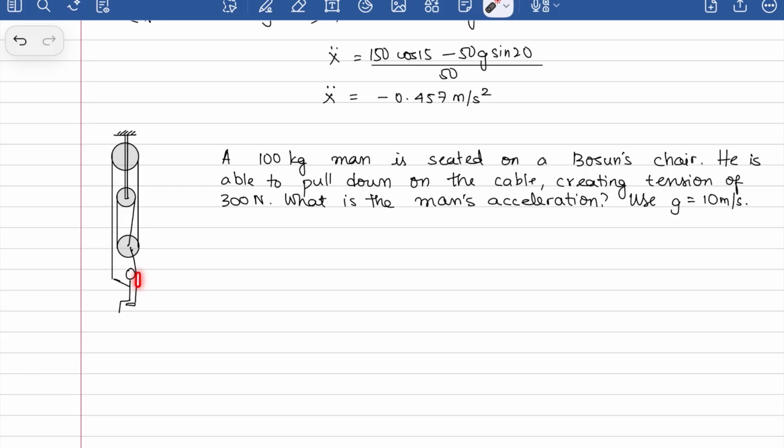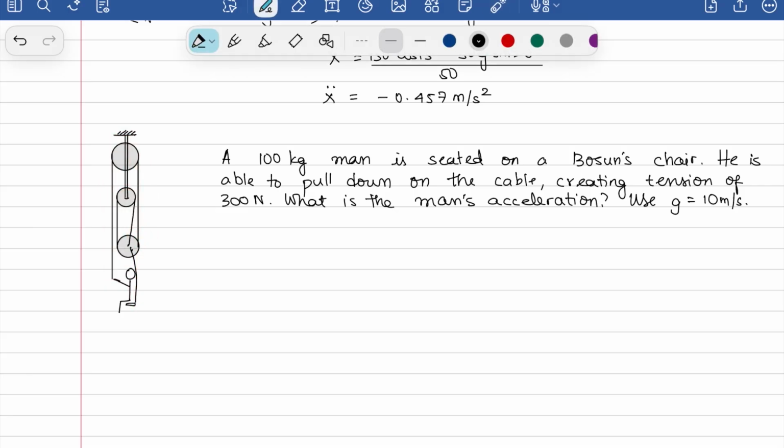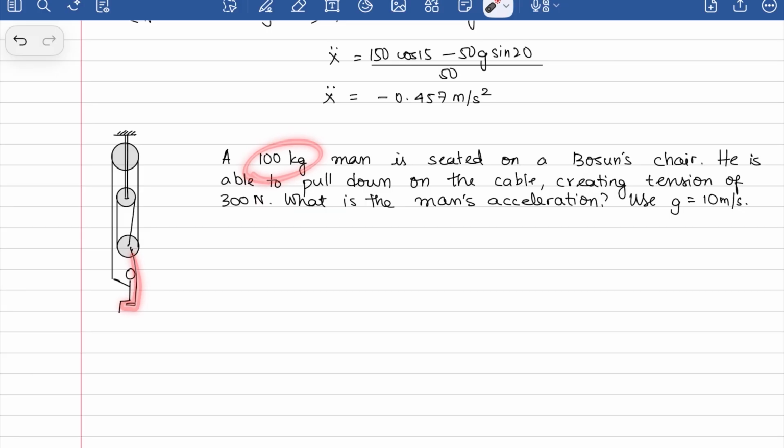They'd have brakes to make sure that it doesn't fall. But essentially, the person sitting on the chair will be able to pull down, creating some tension. And then this set of pulleys will cause the chair to move upwards. Okay, so the question says the person is able to apply 300 newtons, and you can assume that the chair is weightless. So this entire component here, the human and the chair, weighs 100 kgs. Question asks, what is the man's acceleration in this case?